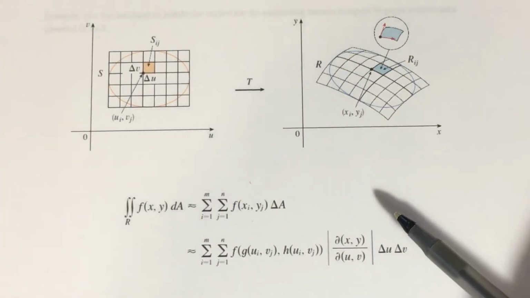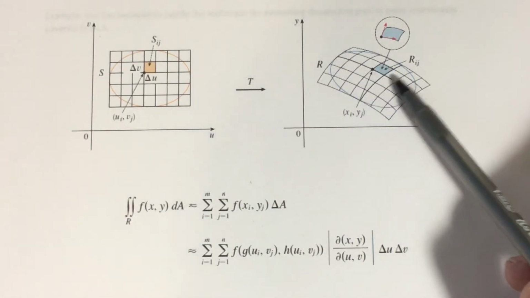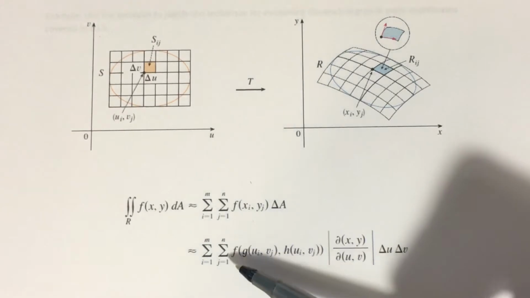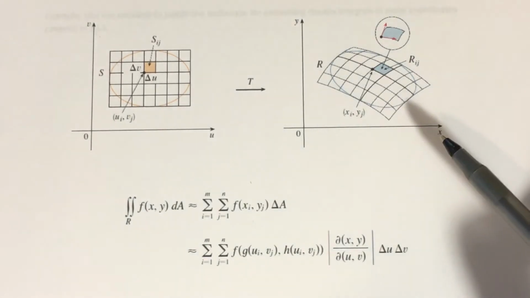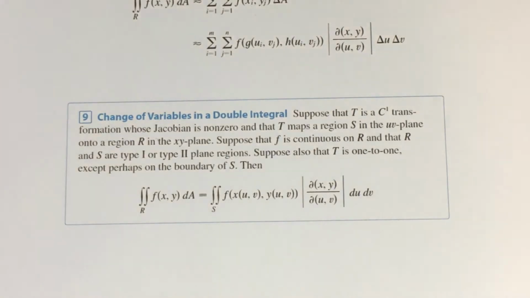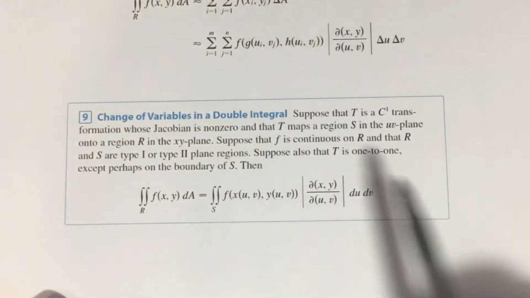When we apply a limit to this, the limit as m and n go to infinity, which is the limit as the number of these little subregions goes to infinity, then this goes from being an approximation to an exact value for that double integral. And so that leads us to this formula, or this technique for finding the double integral of a function over a region R using a change of variables. We perform the change of variables here. We plug in x of uv and y of uv in place of g and h. It's just a different label for those functions.